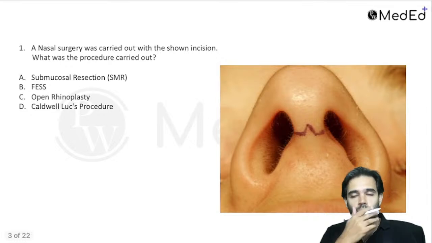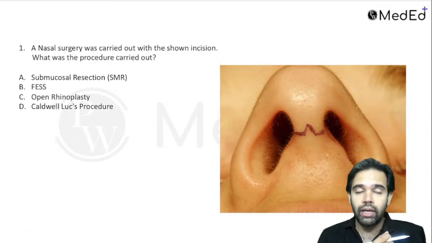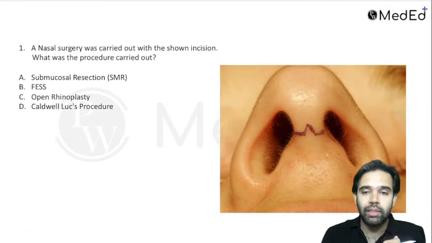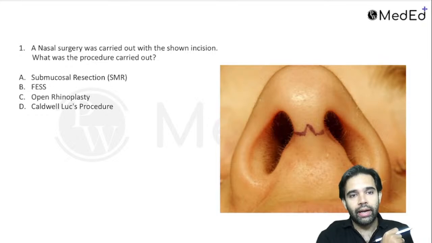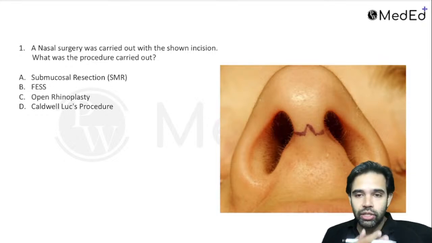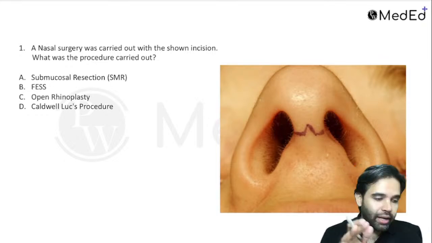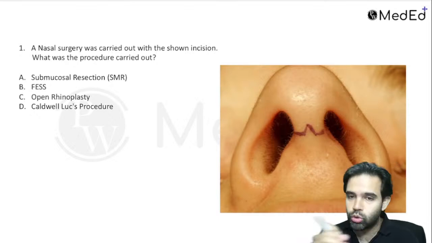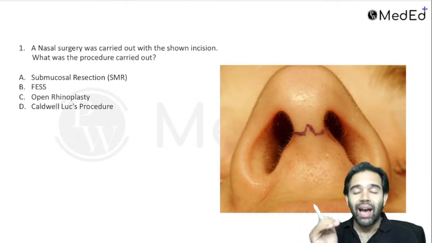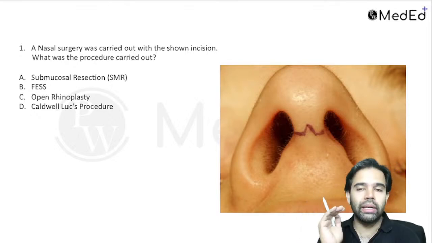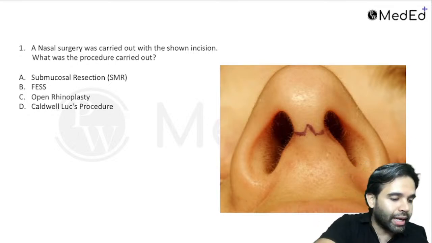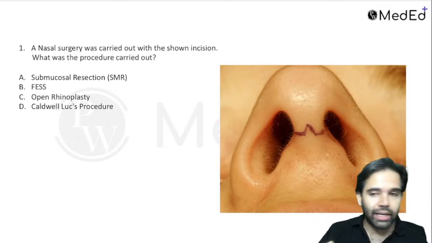Okay, so paper 2, which was assumed to be more difficult than paper 1, this particular image or something similar to this was asked, and you were asked what the surgery or the procedure was. Now even if you have not seen this procedure and you don't know the name of this incision, you can address this answer very easily by exclusion and a little clinical application.